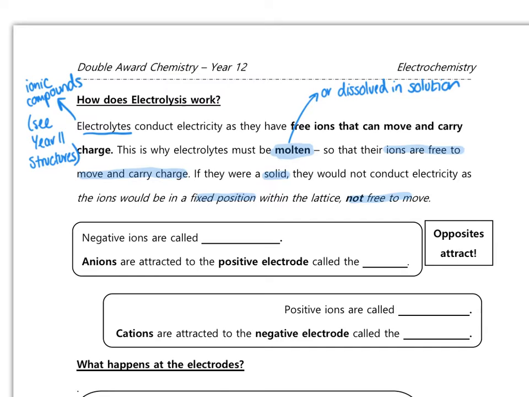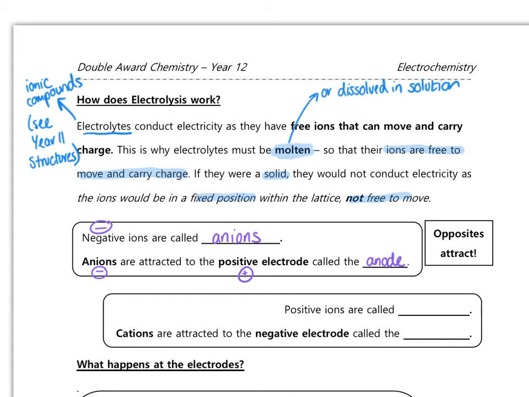And this next part can be a little bit tricky too. So let's make sure we get this clear in our heads. Negative ions, what are they called? They are called anions, A-N-I-O-N-S. Anions, which are negatively charged, are attracted to the positive electrode, which is called the anode. So think anions go to the anode. So if anions are negatively charged, they are attracted to the positively charged electrode, which is called the anode.